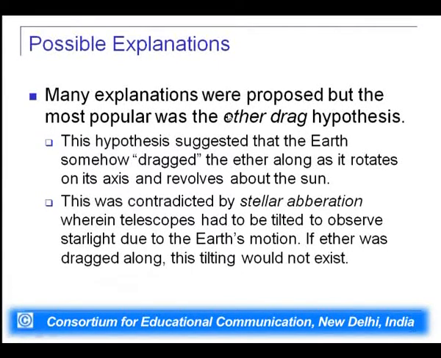Many explanations were proposed, but the most popular was the ether drag hypothesis, the negation of the ether present in the atmosphere and moving with the velocity v. This hypothesis suggested that the Earth somehow dragged the ether along as it rotates on its axis and revolves around the sun. This was contradicted by stellar aberration, wherein telescopes had to be tilted to observe starlight due to the Earth's motion. If ether was dragged along, this tilt would not exist.